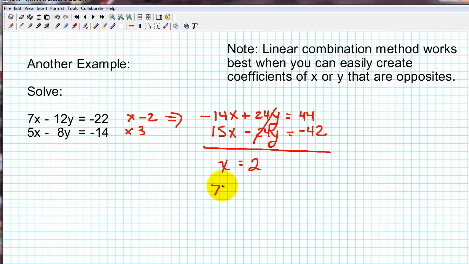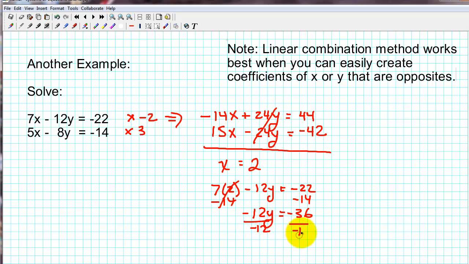So 7 times x, which we just found to be 2, minus 12y equals negative 22. That's 14, so I'm going to subtract 14. So negative 12y equals negative 36, and we divide by negative 12, and we get y equals 3. So our solution to this system, the values that make both equations true, is the point (2, 3). Again, this is called the linear combination method because we are combining two equations, and in the process getting rid of one of the letters.